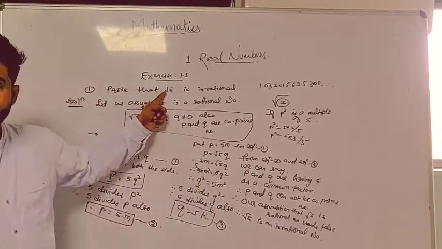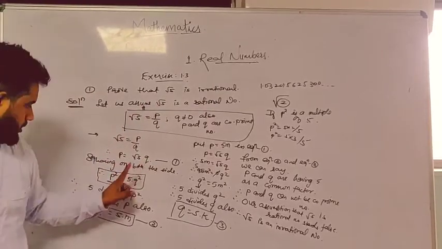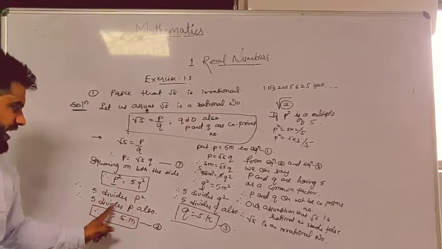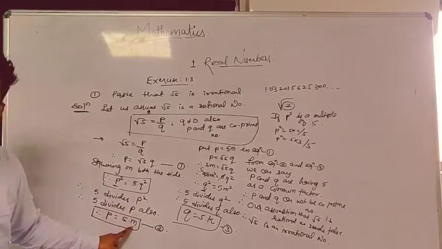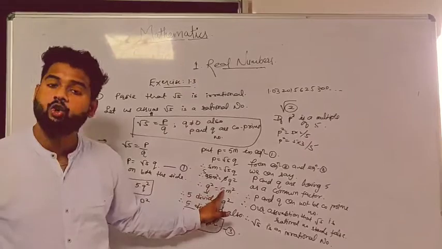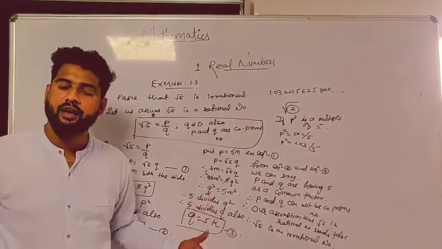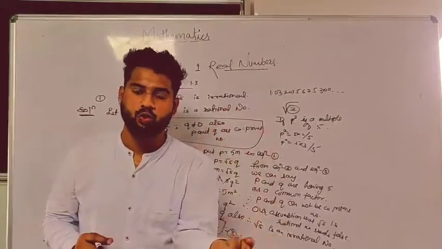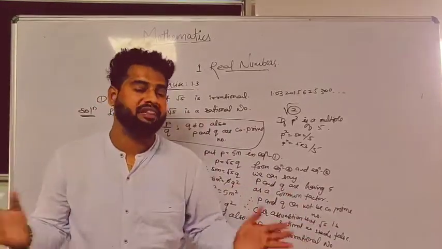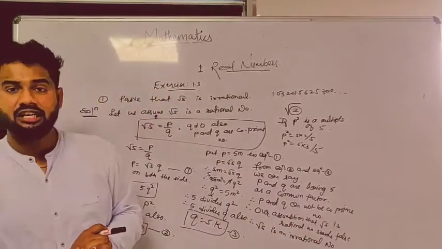Now, root 5 is there. Suppose root 2 is there. So here, P is equal to root 2 Q. P square is equal to 2 Q square. 2 divides P square, so 2 divides P also. P is equal to 2M. Then Q square is equal to 2M square will come. 2 divides Q square, so 2 divides Q also. Q is equal to 2K. Again, they will have a common factor 2, which will not make P and Q co-prime numbers. And if they are not co-prime, they cannot be a rational number. So obviously they are going to be irrational numbers.